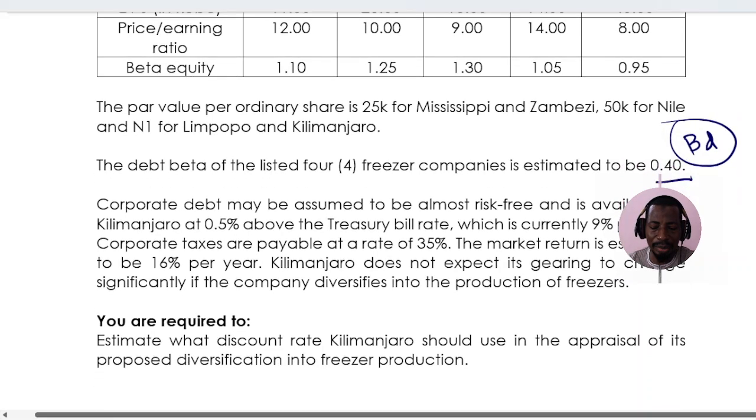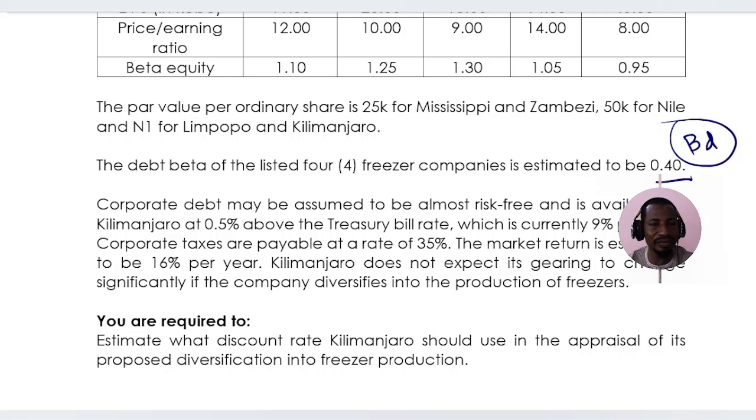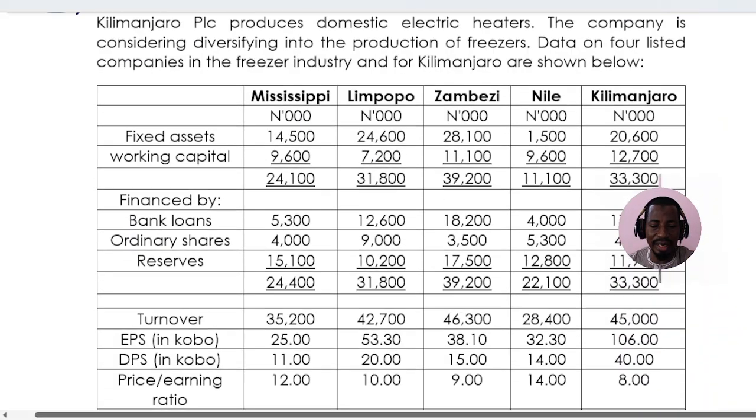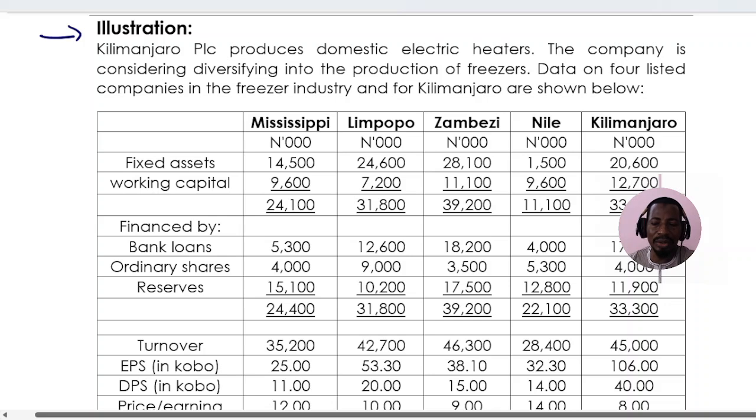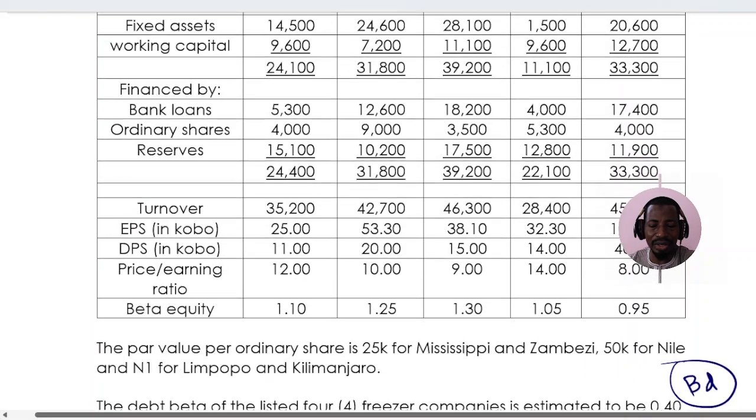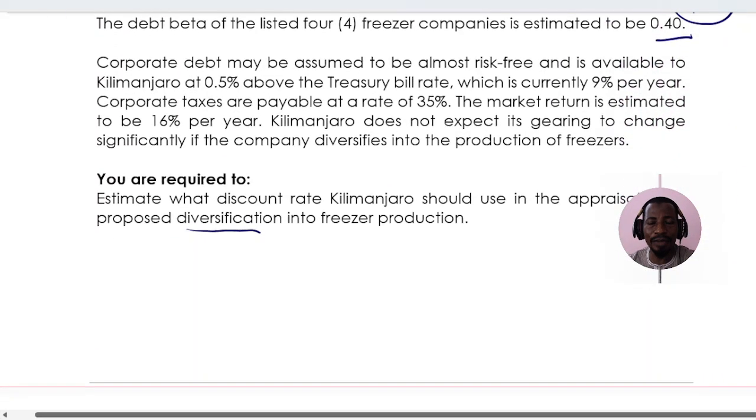You want to calculate the appropriate cost of capital. You can see the examiner did not tell you in the requirement to calculate project specific cost of capital, but it is very glaring because the examiner has told you that this company is diversifying. The examiner was emphasizing the diversification program. So the company Kilimanjaro is diversifying into the production of freezers. If that is the case, then you are supposed to calculate project specific cost of capital. So how do I calculate it? Like I said, you have 5 procedures.